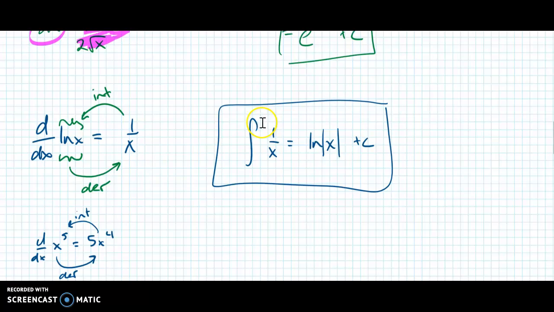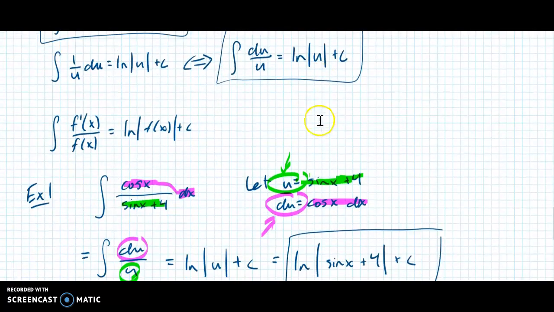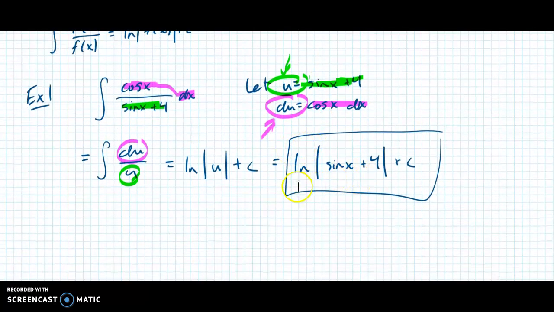Now, I said earlier in this series of videos that we need that absolute value, right? We need that absolute value. Sometimes it's not necessary. Why is that? I only need the absolute value if I have negatives in there. Notice sine of x plus 4, that's going to be, remember, sine x goes like this.